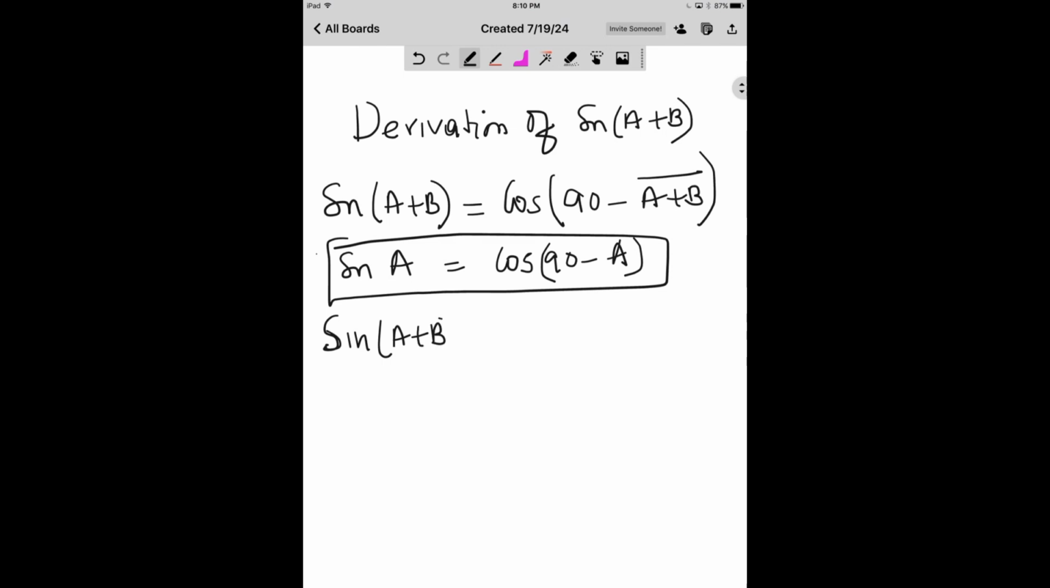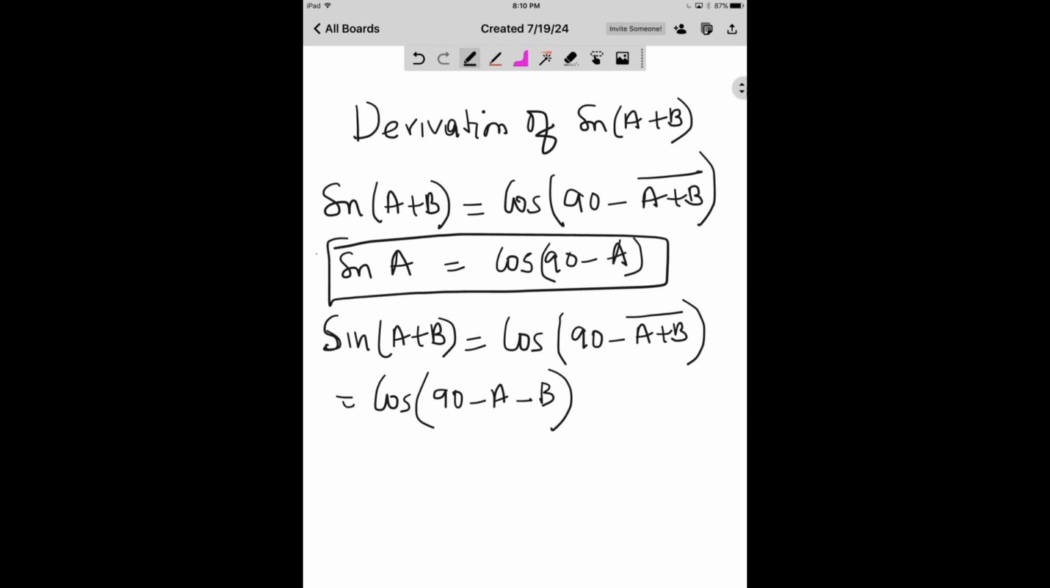So sin(a+b) is equal to, I'm going to write one more time, cos(90 - (a+b)). So distribute the minus inside a+b. So cos(90 - a - b). Now consider 90 - a as one number.